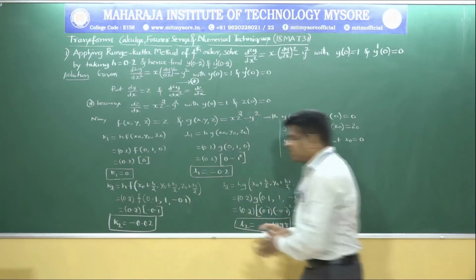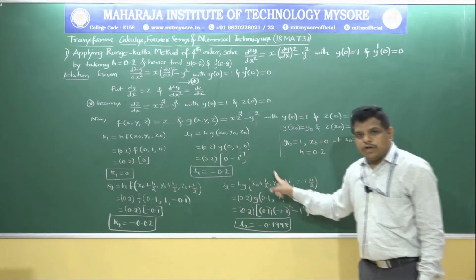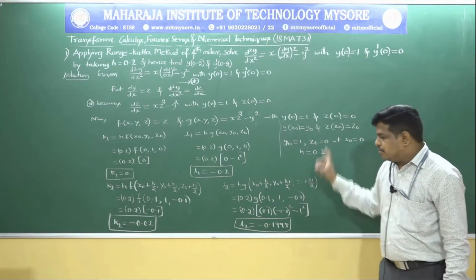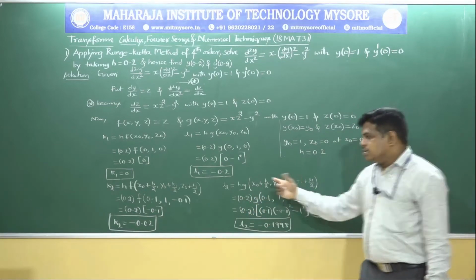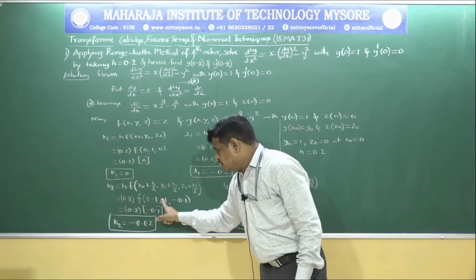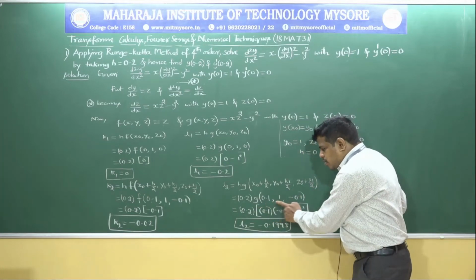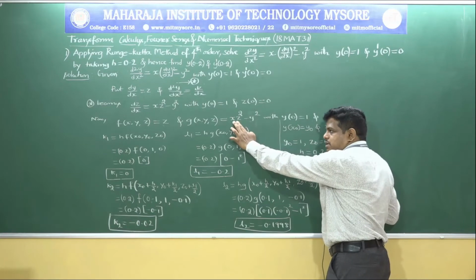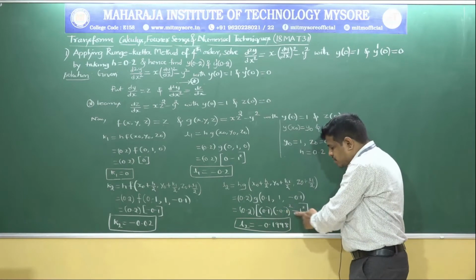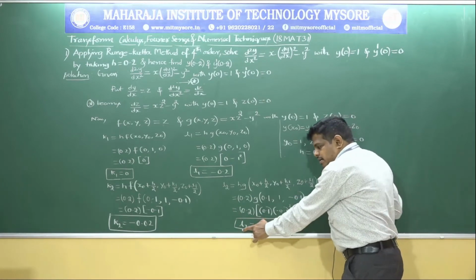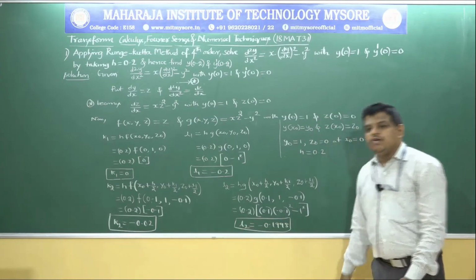Next, after k2, you need to find l2. L2 is given by h into g of x naught plus h by 2, y naught plus k1 by 2, z naught plus l1 by 2. Here h is 0.2. You have already found the values for this, just copy down the values: 0.1, 1, minus 0.1. But g of x comma y comma z is x z square minus y square. Replacing the values of x, y and z, it becomes 0.1 into minus 0.1 whole square minus 1 square. On simplifying this, we get l2 as minus 0.1998. This is your value of l2.